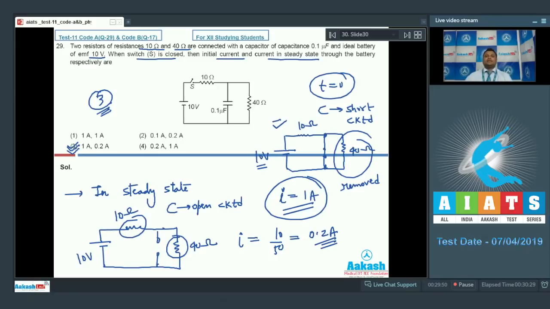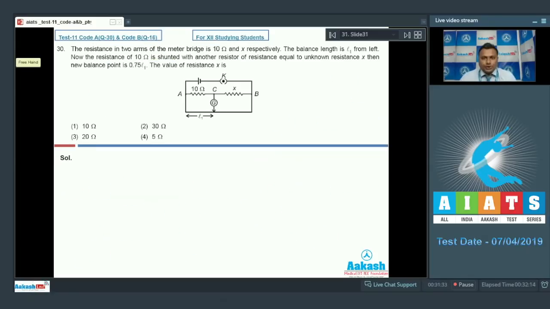Now move on to the next, that is 30 number. So here is question number 30 everyone. The resistance in two arms of meter bridge is 10 ohm and X respectively. The balance length is L1 from left. Now the resistance of 10 ohm is shunted with another resistor of resistance equal to unknown resistance X. Then new balance point is 0.75 L1. The value of resistance X will be what?